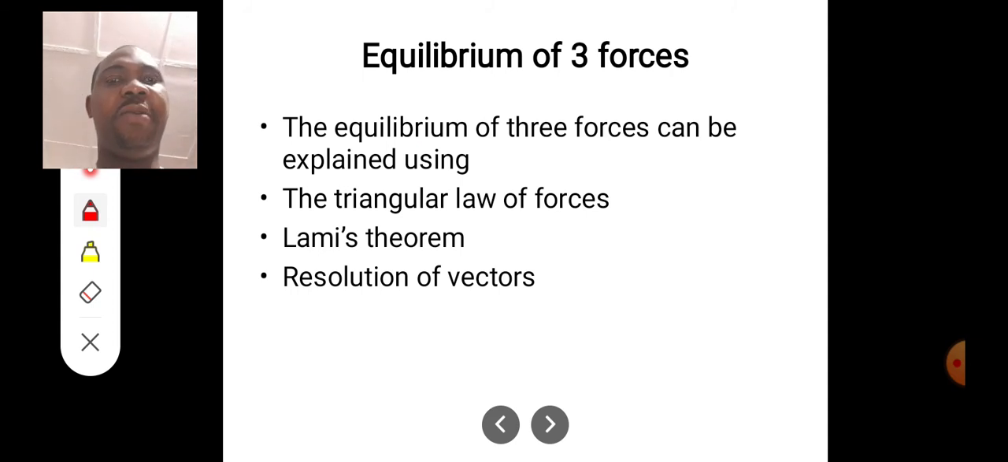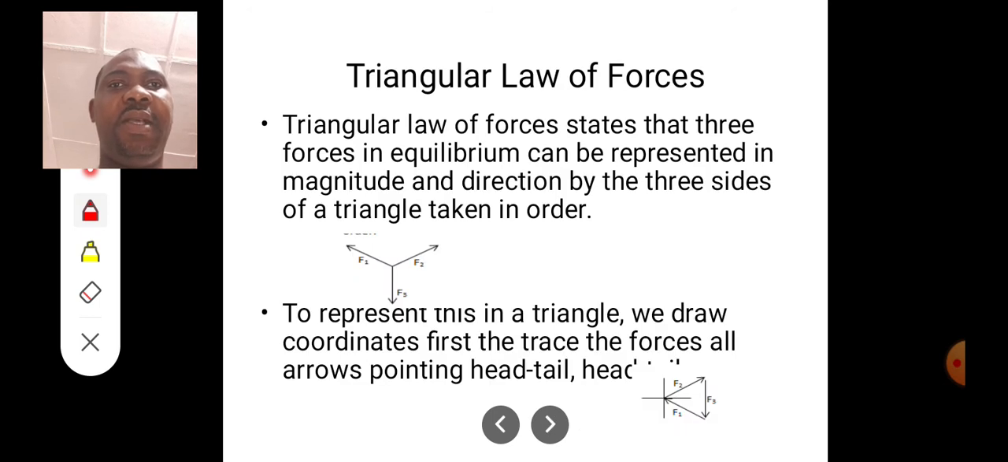Now here we see equilibrium of three forces. The equilibrium of three forces can be explained using the triangular law of forces, Lami's theorem, and resolution of vectors. So you're going to be seeing each of them. The triangular law of forces states that three forces in equilibrium can be represented in magnitude and direction by the three sides of a triangle taken in order. Look at those three forces, F1, F2, and F3. The three of them are in equilibrium, so we can represent them in the form of a triangle.